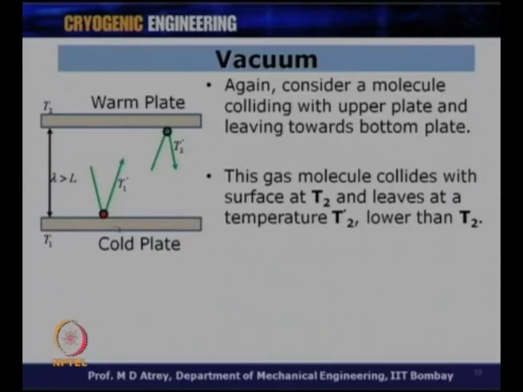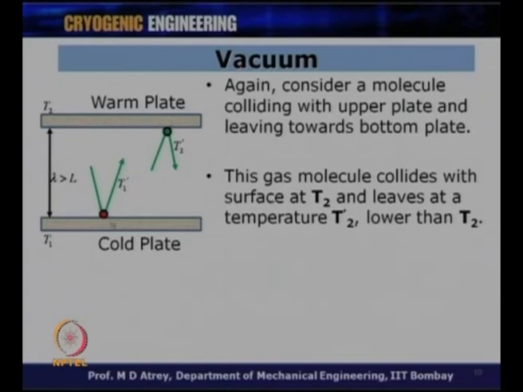Again, with the same reasoning we gave for the cold plate, they will not be in thermal equilibrium, or the time given for this molecule to have heat transfer here will not be sufficient, and its temperature will not reach T2, but it will leave this plate at a temperature lower than the warm plate temperature T2, and therefore it would leave at T2 dash. So, what we found is that at the cold plate it leaves at T1 dash, at the warm plate it leaves at T2 dash. T1 dash is going to be more than T1, while T2 dash is going to be less than T2.